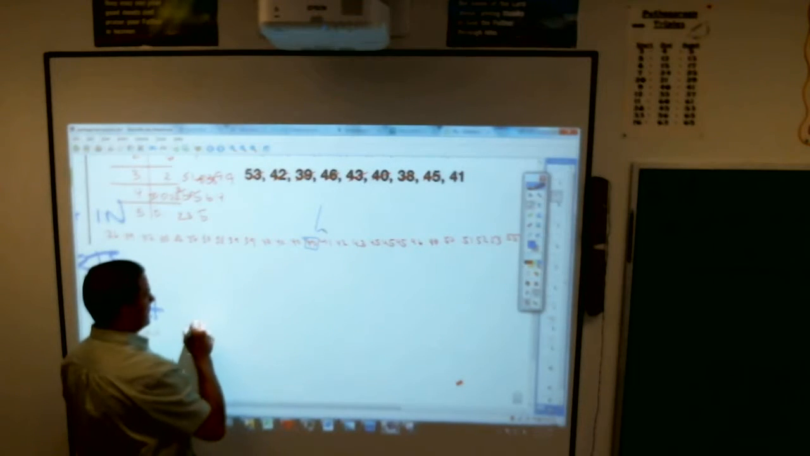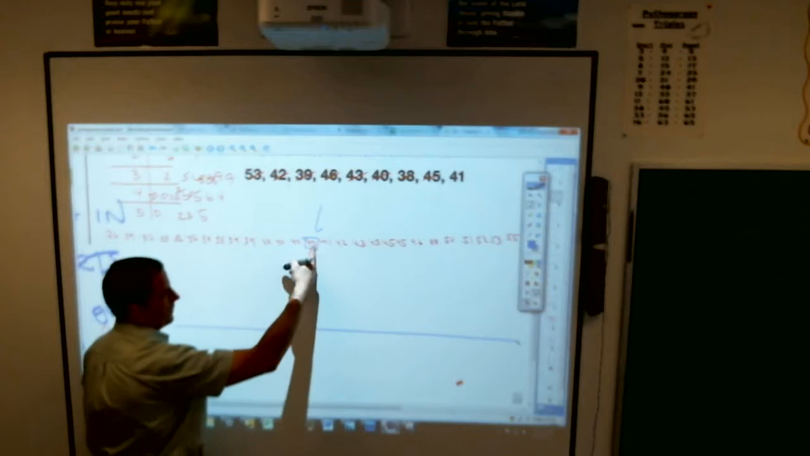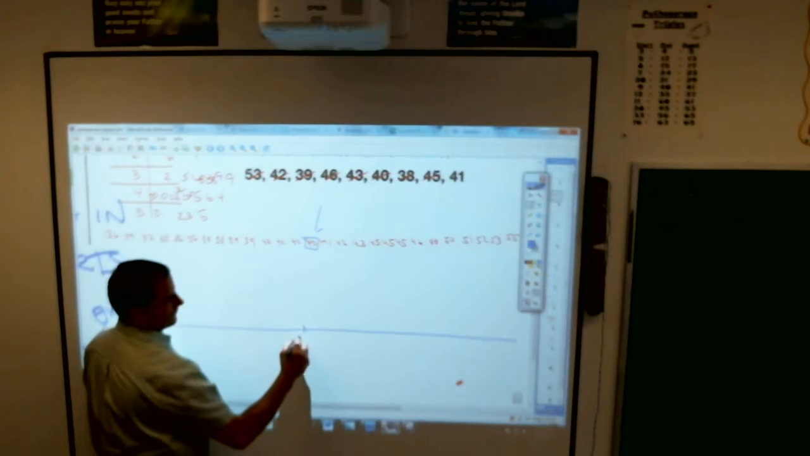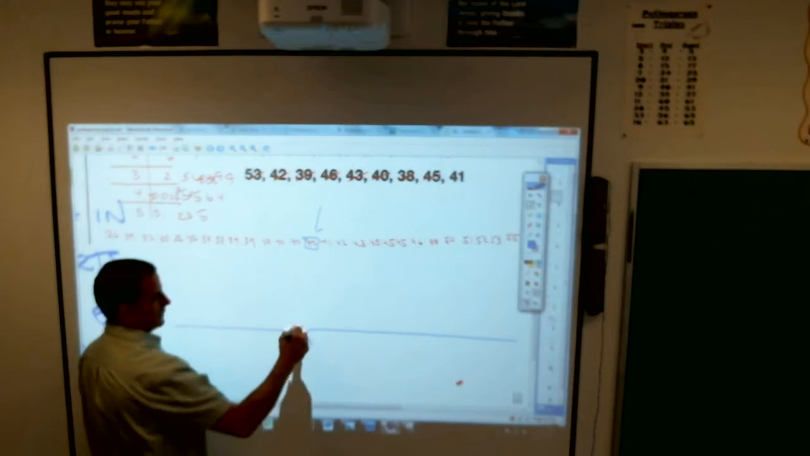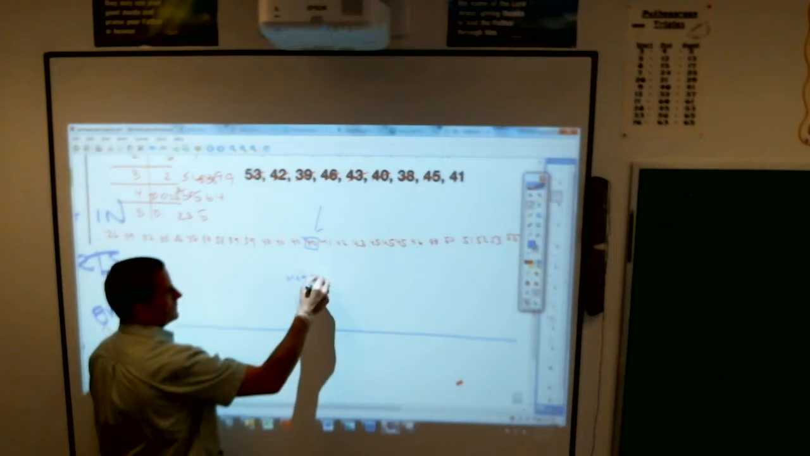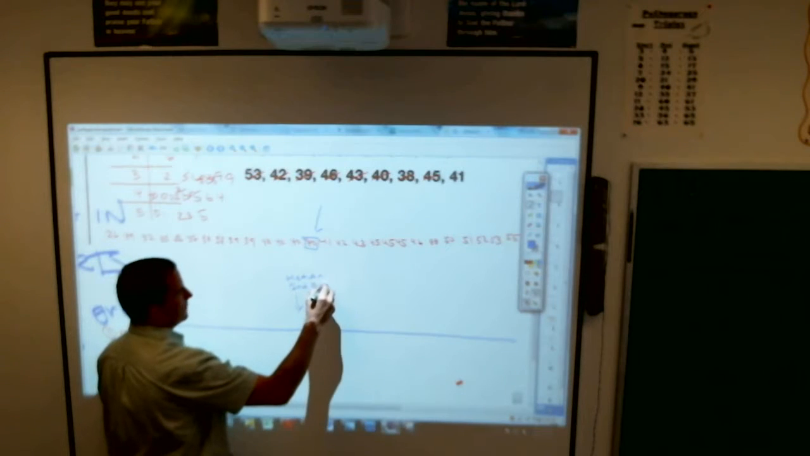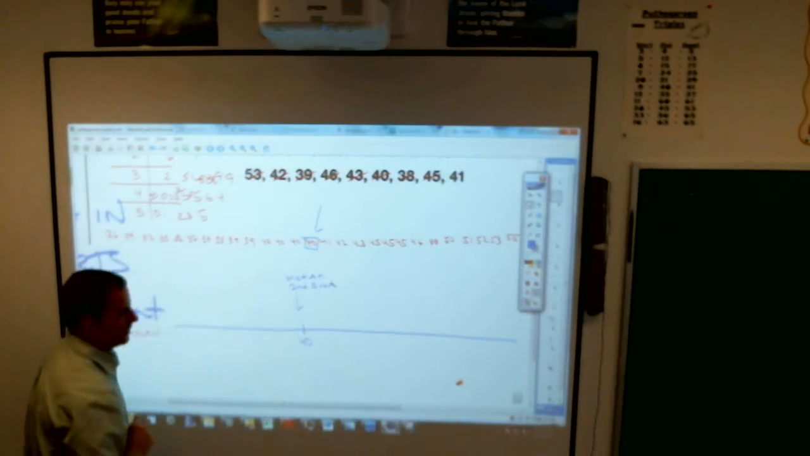So here's what you do. Here is going to be your box and whisker plot. So here's my long line that I'm going to draw my stuff on. The median is 40. Okay, this is the median. It is also called the second quartile. Just write that down. It doesn't mean a whole lot to you right now.